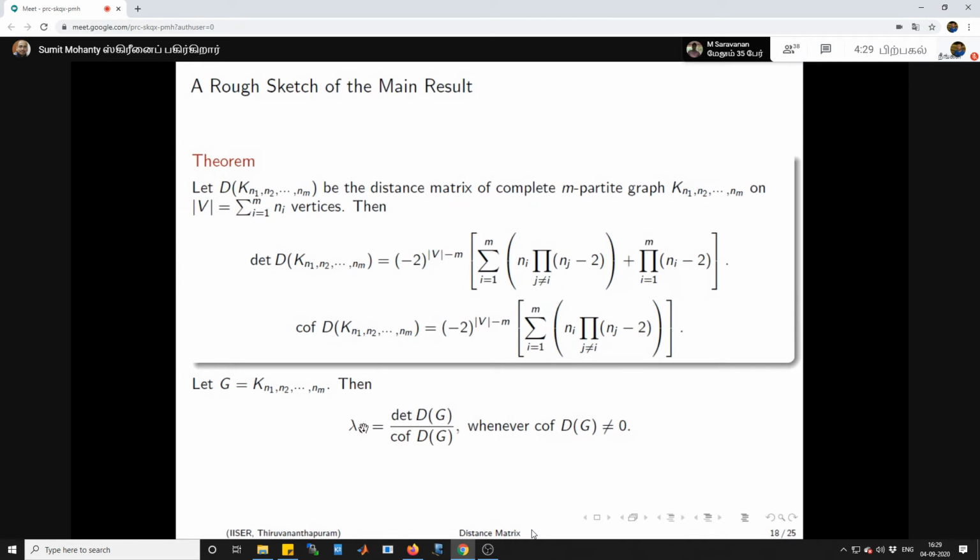As I already observed, the lambda G for this individual block is also determinant by cofactor whenever the cofactor is non-zero. You can find many graphs for which this determinant, maybe this cofactor may be 0, and at that time it is not defined. We are only considering when the cofactor is non-zero. Then our lambda G for this individual block turns out to be this.